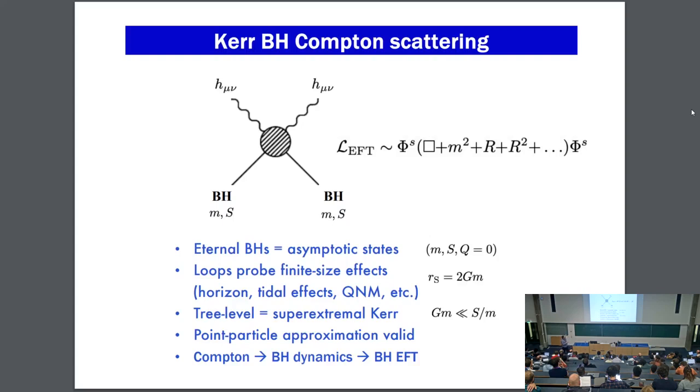So first of all, I'm going to think of the asymptotic states as being eternal black holes, meaning that they're only characterized by mass, spin, and charge. And most people are not interested in the charge case because that's not relevant astrophysically. Now, in principle, there should be finite size effects, but I'm going to think of them as being loop effects because they should be proportional to G, and G comes together in the Schwarzschild radius, so that's the finite size.